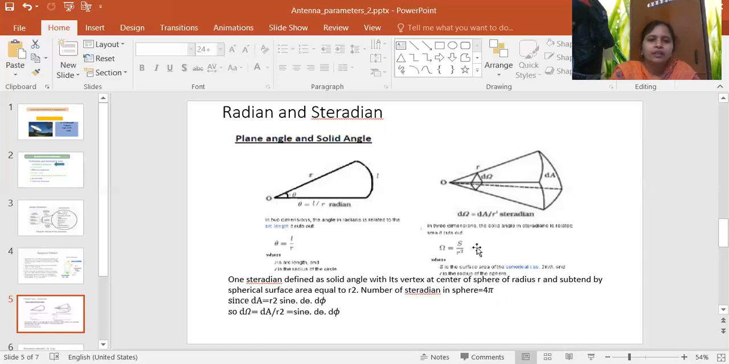So we know that from the figure, dA is equal to R square sin theta d theta d phi. So d omega is equal to dA by R square. Then if you substitute dA in this equation, you will get sin theta d theta d phi.